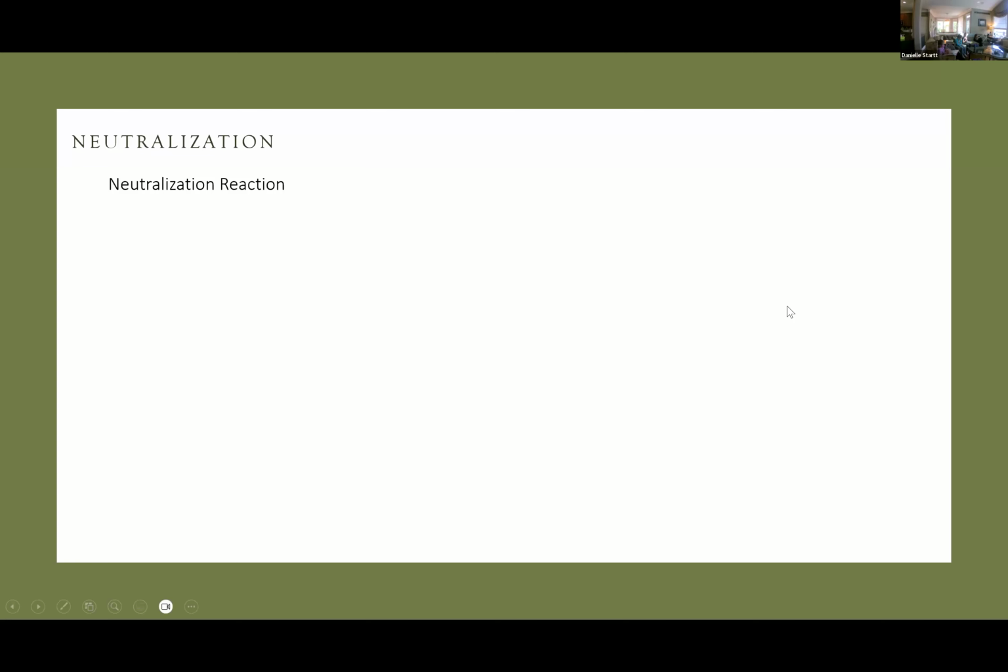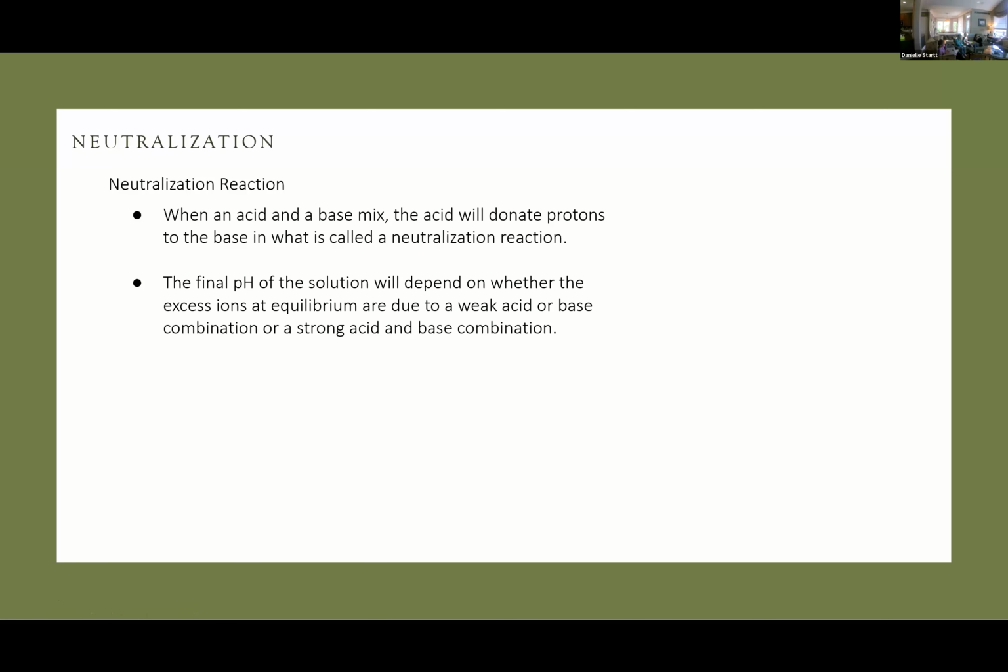All right. So it's when an acid and a base mix, and the acid will donate protons most of the time to the base in what's called a neutralization reaction. The final pH of the solution will depend on whether the excess ions at equilibrium are due to a weak acid or base combination or a strong acid or base combination. Now, she just made an interesting point. She said you're going for 7, neutral. And that's true if you have a strong acid and a strong base, or a weak acid and a weak base. But if you have a strong acid and a weak base, or a weak acid and a strong base, your situation's going to be a little different.